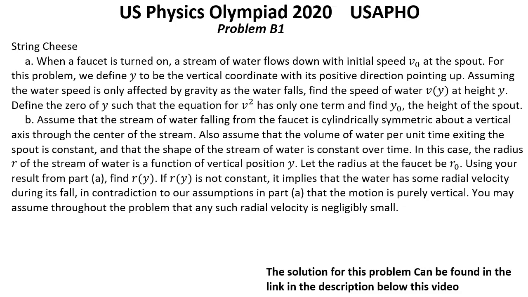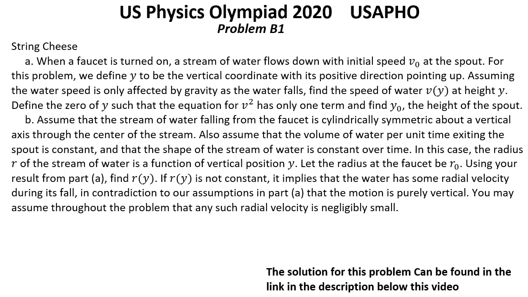v0 at the spout. For this problem we define y to be the vertical coordinate with its positive direction pointing up. Assuming the water speed is only affected by gravity as the water falls, find the speed of water v as a function of y at the height y. Define the zero of y such that the equation for v² has only one term, and find y, the height of the spout.